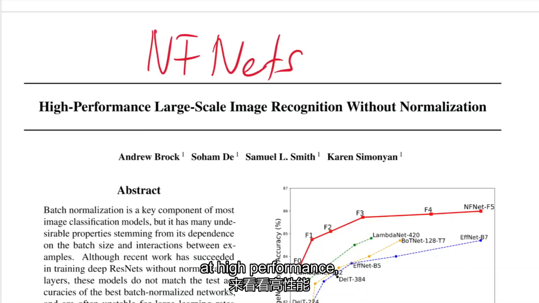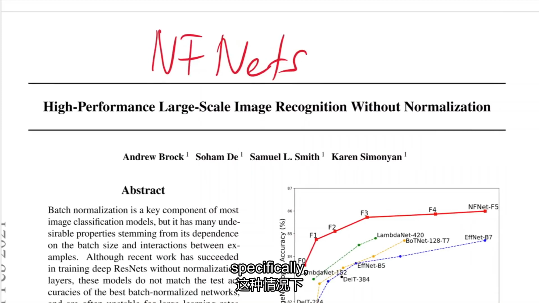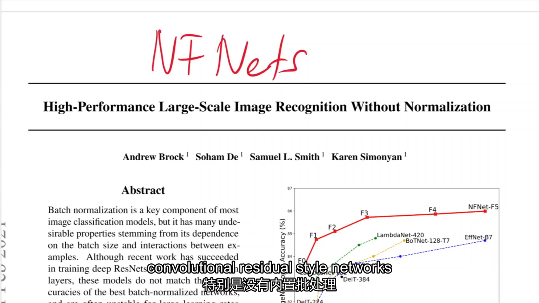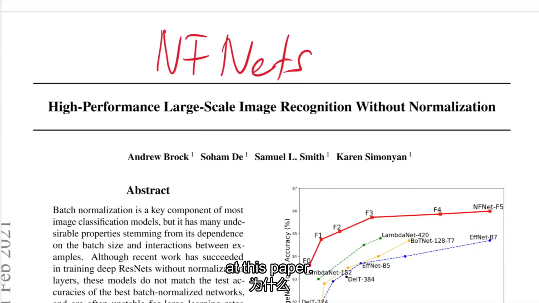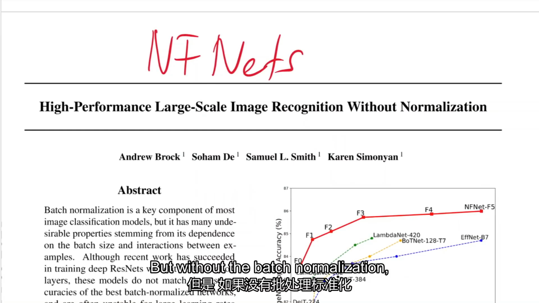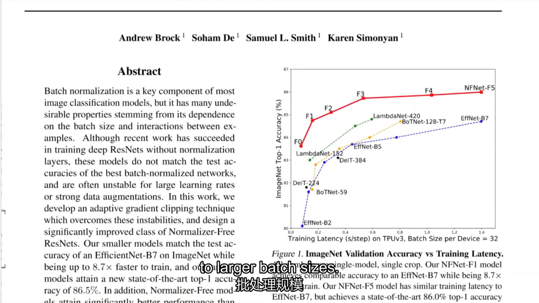Hi there. Today we're looking at "High-Performance Large-Scale Image Recognition Without Normalization" by Andrew Brock, Soham De, Samuel L. Smith, and Karen Simonyan of DeepMind. This is otherwise known as NFNets, normalizer-free networks. The point of this paper is to build networks, in this case specifically convolutional residual-style networks, that have no batch normalization built in, and we'll get to why while looking at this paper. Without batch normalization, usually these networks perform not as well or cannot scale to larger batch sizes.